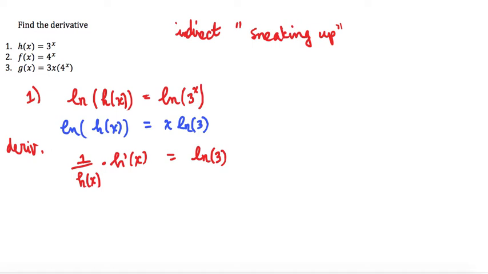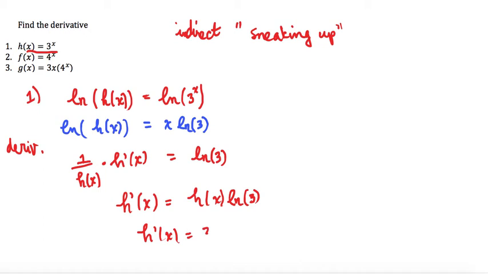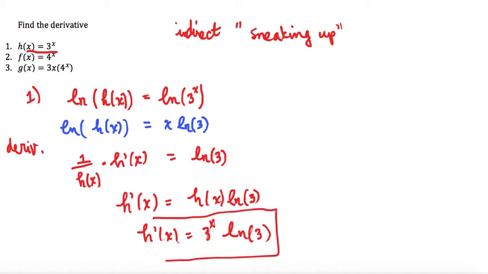And then I can conclude this problem by simply solving for h prime. So h prime is going to equal h of x times the natural log of 3. But what was h of x from the very beginning? h of x is just 3 to the x. So that means h prime is equal to 3 to the x times the natural log of 3. So that's our final answer here.